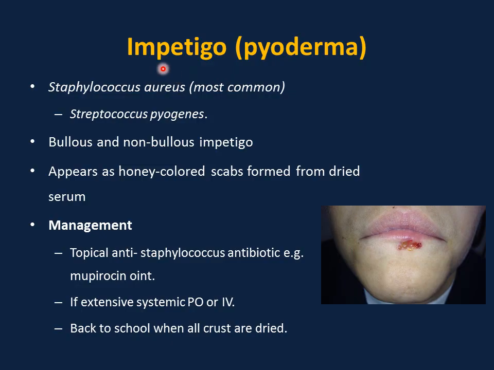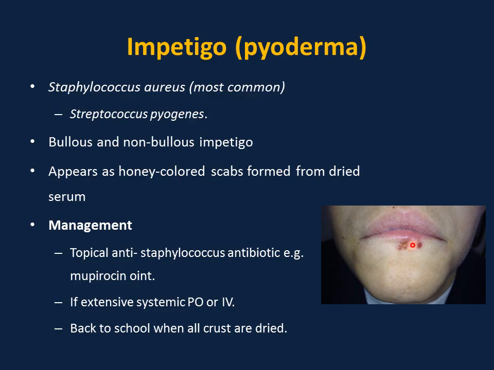Impetigo is very common in pediatrics and is very highly contagious and commonly caused by Staphylococcus aureus. This is the most common cause of impetigo. Streptococcus also can cause impetigo as well. Presents in bullous or non-bullous impetigo.